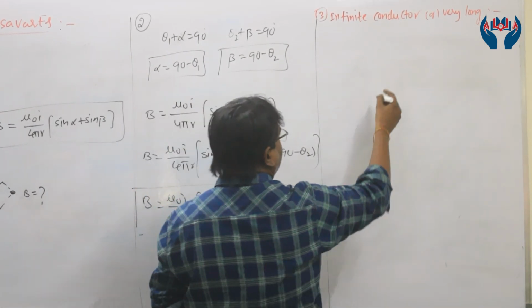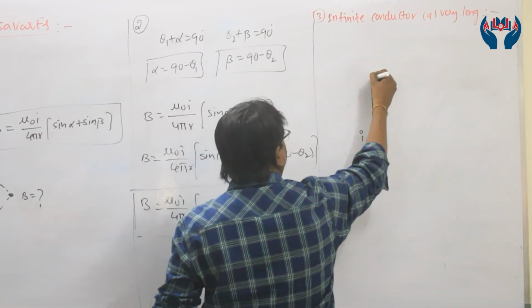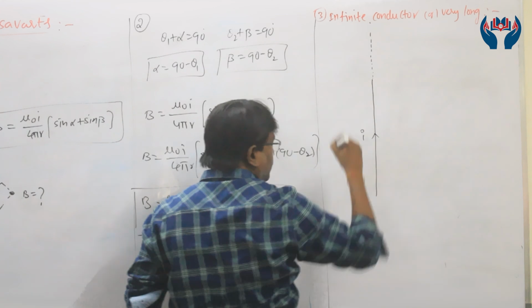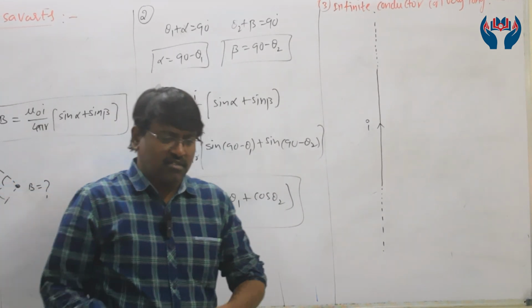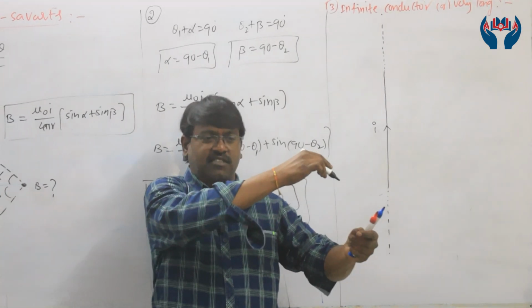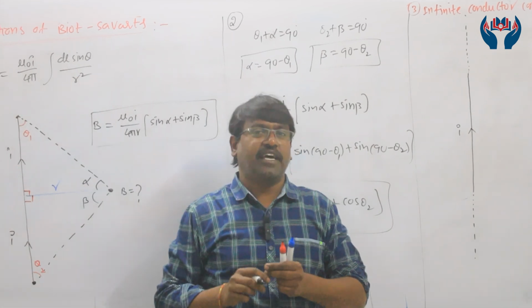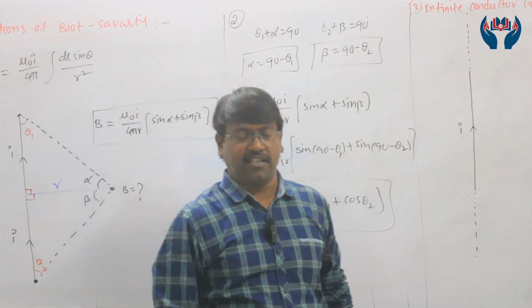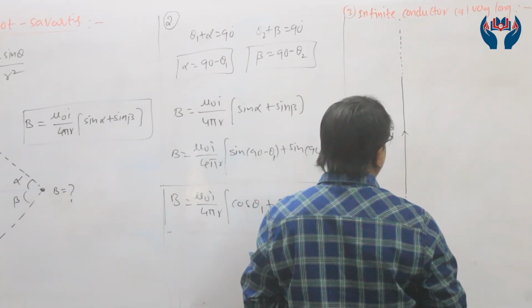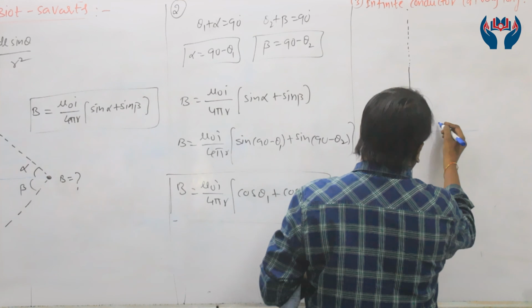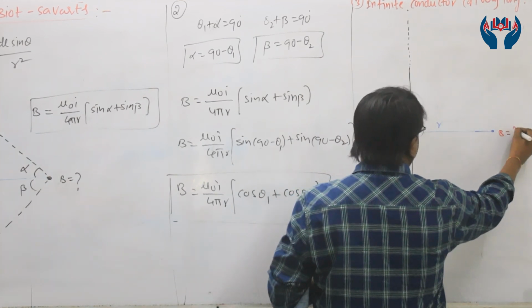Now consider one conductor like this, carrying a current I. The length of this conductor is very long. This side is extended to infinity, and this side is also extended to infinity, meaning very long. So this is a current carrying conductor whose sides extend to very long length, which is considered an infinite conductor. Due to this infinite current carrying conductor, we have to measure the magnetic field B at a distance.